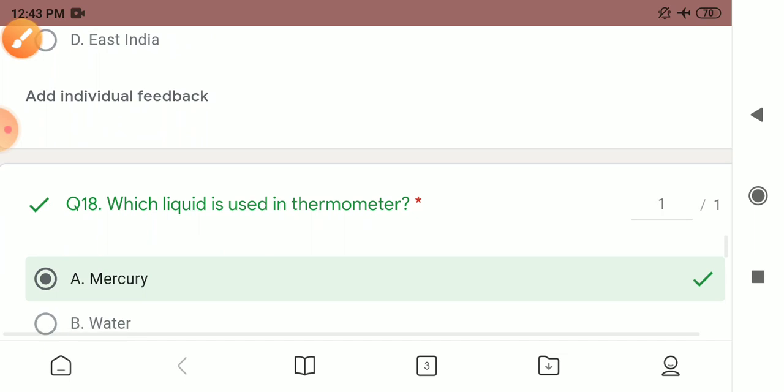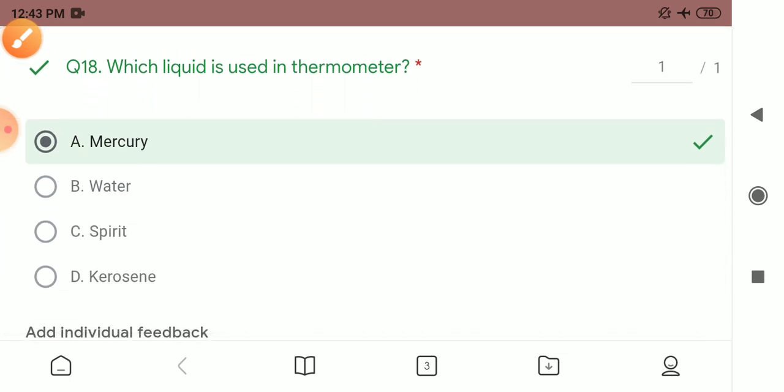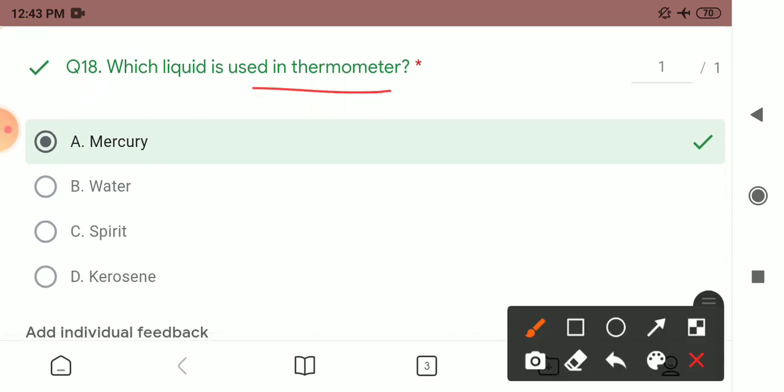Next, 18th number. Which liquid is used in a thermometer to show the temperature level? So here the options are mercury, water, spirit, or kerosene. So here your answer is option A, that is mercury. Mercury is used in the thermometer to show the level of the temperature.